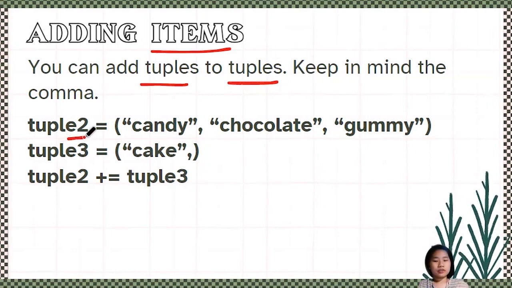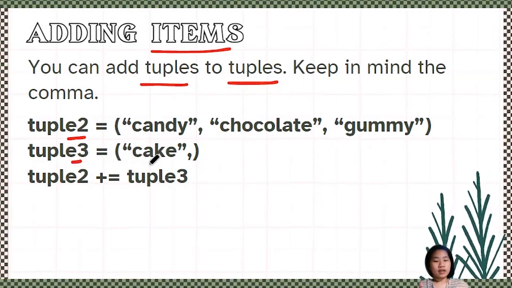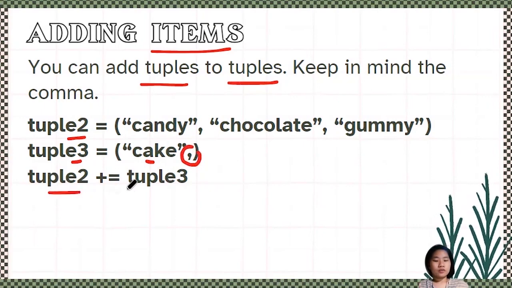So in a sense, you're not violating the immutable property of tuples. Here I have tuple2 with candy, chocolate, and gummy. Tuple3 with cake. Be reminded of the comma. Without the comma, this is simply a string. And tuple2 plus tuple3, right?